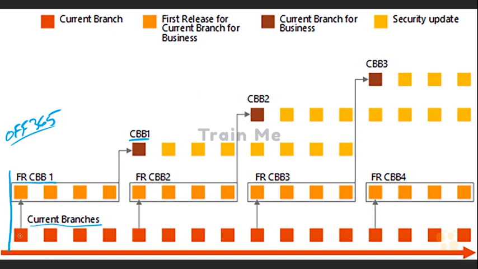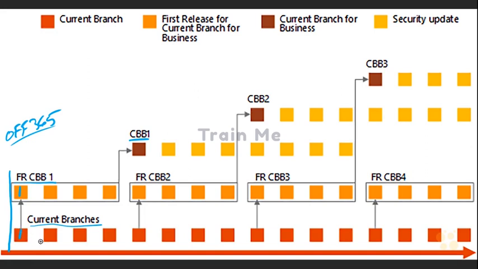Okay. Now, at that point, this is the first month for current branches. This is the first month for first release current branch for business. They both have the exact identical copy of Office 2016. Okay, there's really not any difference.